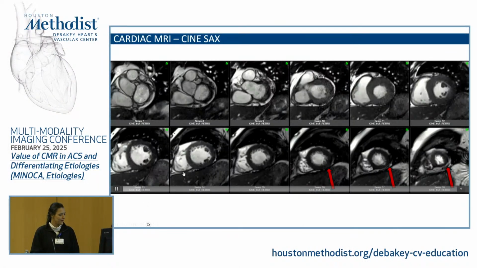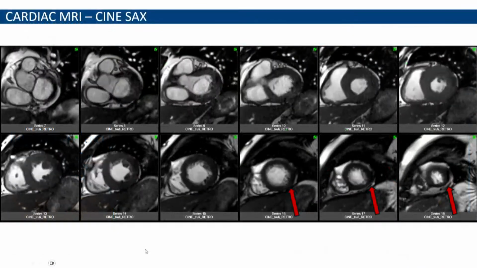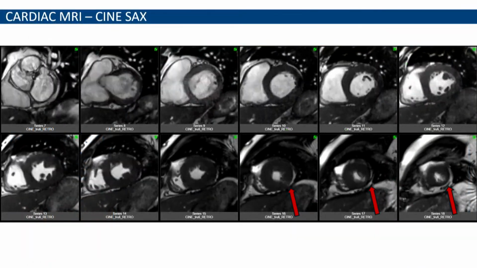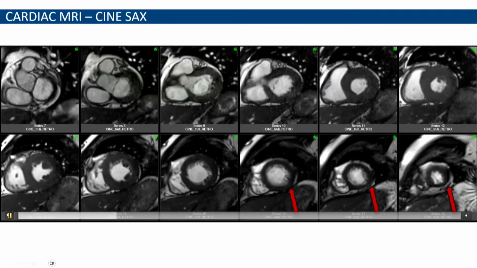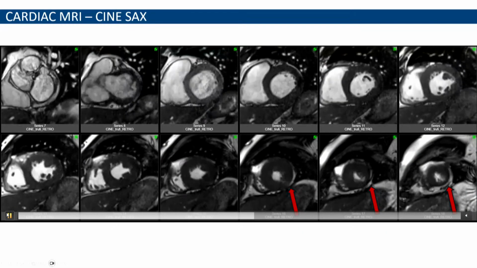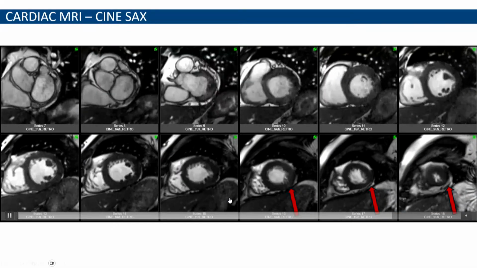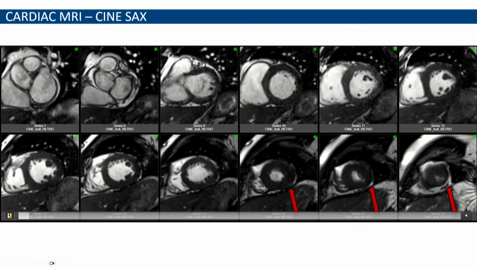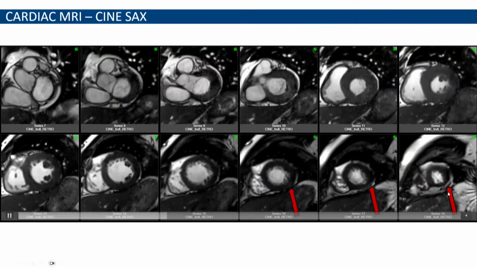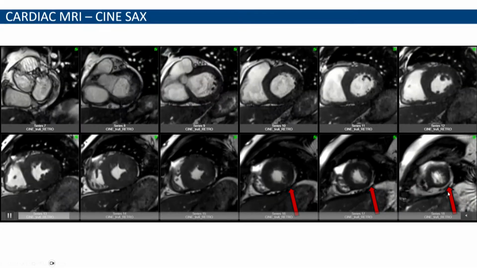For the MRI, as you can see, these are the cine images. As Leila mentioned, here we can see function and structure. If you look at the arrows, the wall motion in the base and the mid of the ventricle is normal, but as you get closer to the apical segments, the infralateral wall seems to be akinetic, and you can tell.